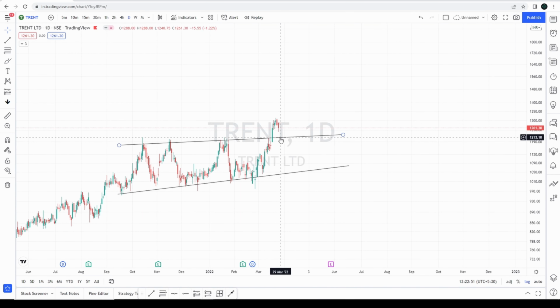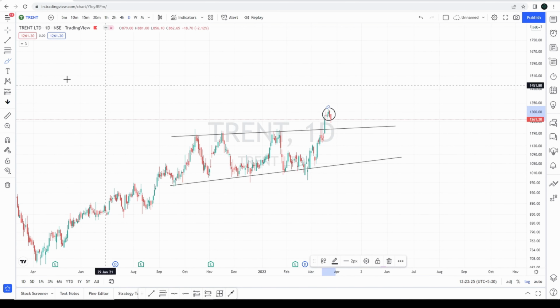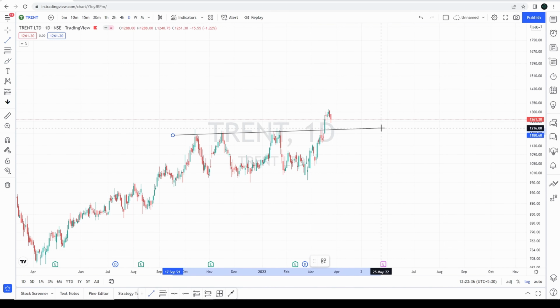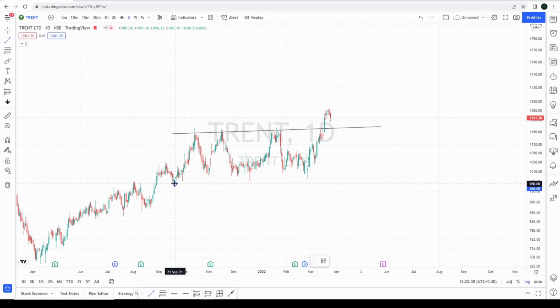When it comes to retest this support level, because this resistance becomes support now, if it takes support from this level, you can take up a trade. It may retest this level and it may go up like this, or it may come down like this. Anything is possible, but you can keep this stock on your radar and see what happens on Monday.